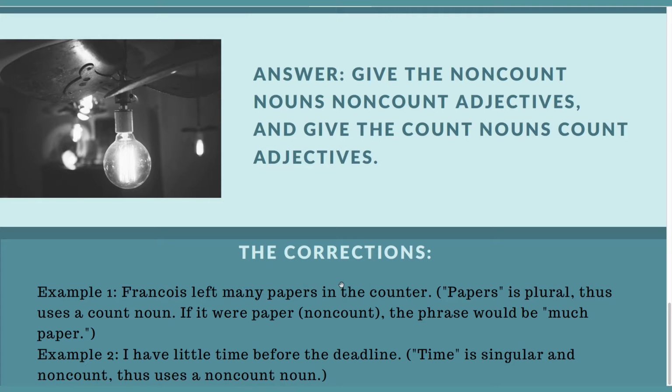Okay, the corrections. Francois left many papers on the counter. Excuse me, I said on the counter. Many papers on the counter. Papers is plural, and it's individual in this case, so it is a count noun. If it were paper, non-count, the phrase would be much paper. So you could either say Francois left many papers on the counter, or you could say Francois left much paper on the counter. Does that make sense? Paper is non-count, and much describes a non-count word. Papers is count, and so many is a count word, and that's how you can know what matches what in this case.